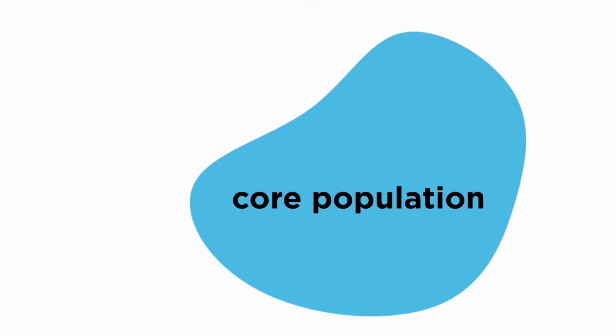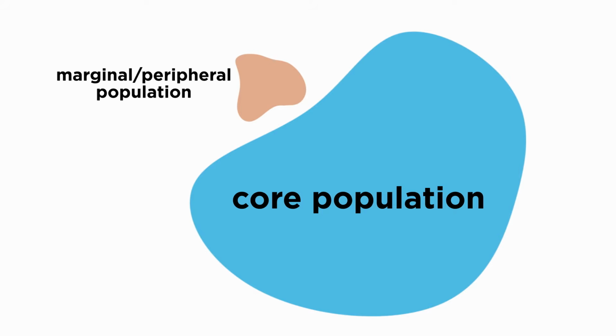Core populations occur in the center of a geographical range, while marginal or peripheral populations are found at the boundary of the range, with the latter tending to be more at risk.